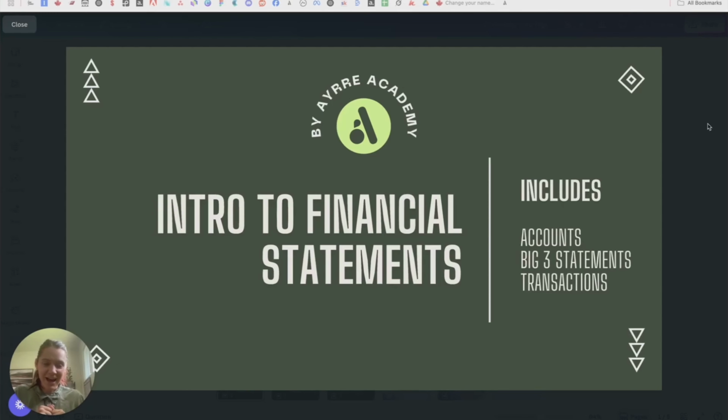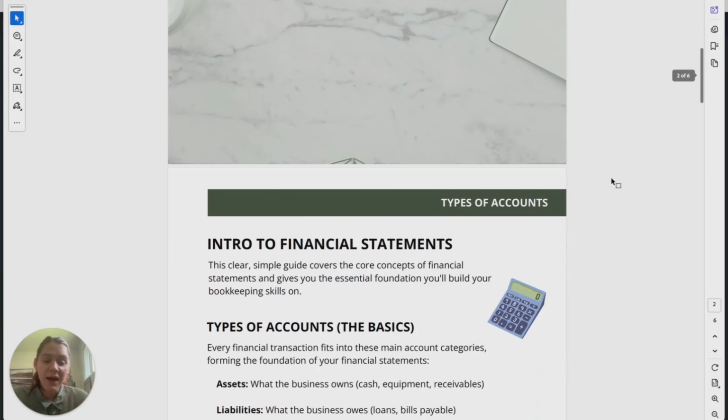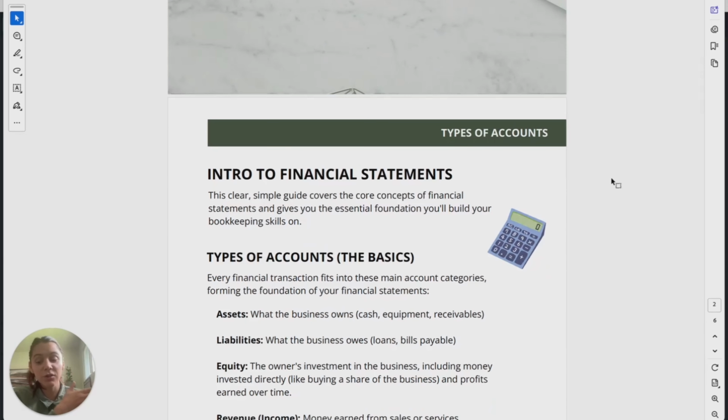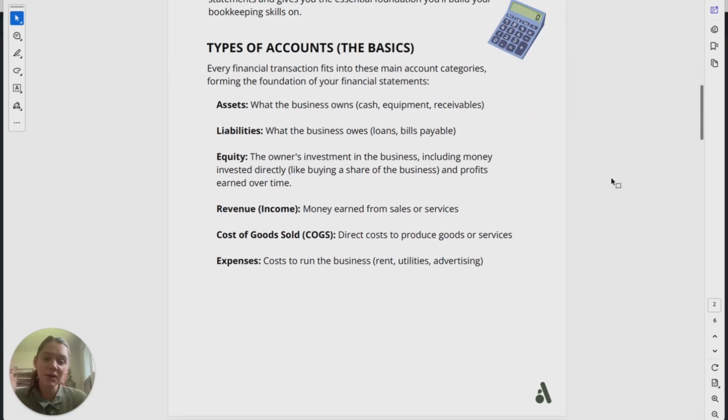So let's dive in. This is what it looks like when you open it up, and we're going to do a quick walkthrough of the core concepts that are the essential foundation you need to build your bookkeeping skills on. So the first piece is the types of accounts that you'd see on financial statements. You have assets. Those are the things that your business owns, like cash, equipment, receivables. There's liabilities. Those are the things the business owes, like IOUs essentially.